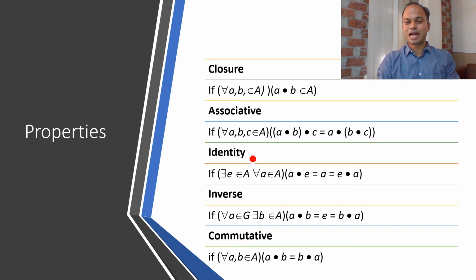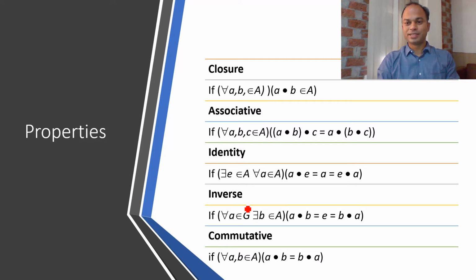Now we have here the identity property. There exists some E such that this E belongs to set A, for all A belongs to set A, and we have here A dot E equals to A equals to E dot A. Then this concept is called identity. I mean, if identity is applied on any element, then we get the same element. This concept is called identity.